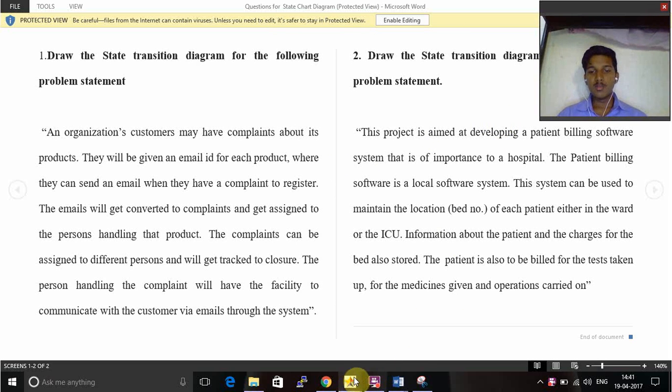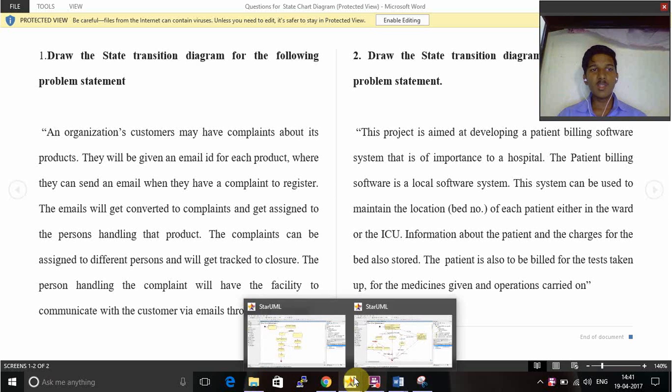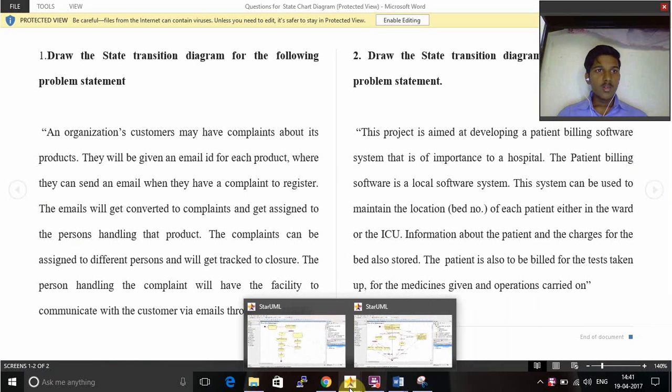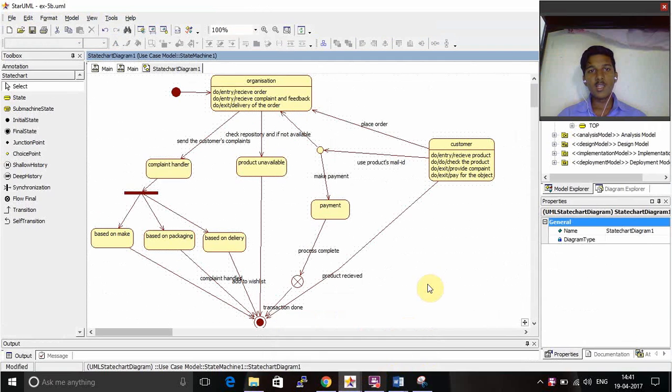And here I have done the state diagram for both questions. The first one is for the organization of customers' complaints about the products. The organization's state diagram starts with the start symbol, which is this dotted symbol. And here these are the organizations which have been given, and in the organizations, they have different spaces for handling.